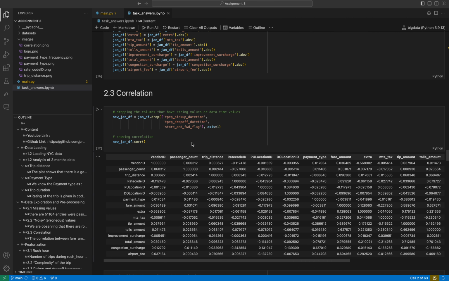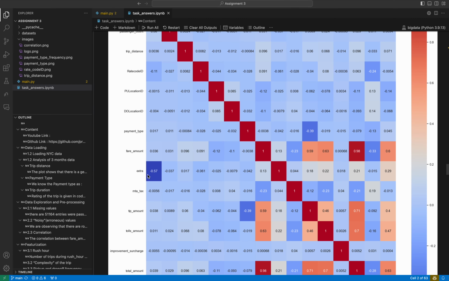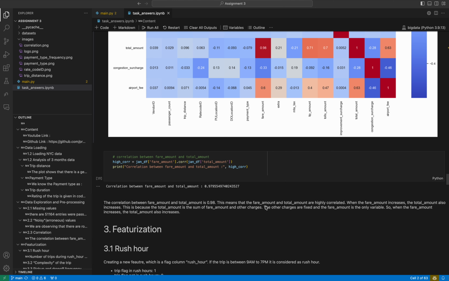After that, I ran a correlation, which might give me good statistics. The highest correlation I got was between the total amount and the fare amount. Obviously, if the fare amount increases, the total amount will increase. It is much closer to 0.98, which is 98%. That is a really high correlation.